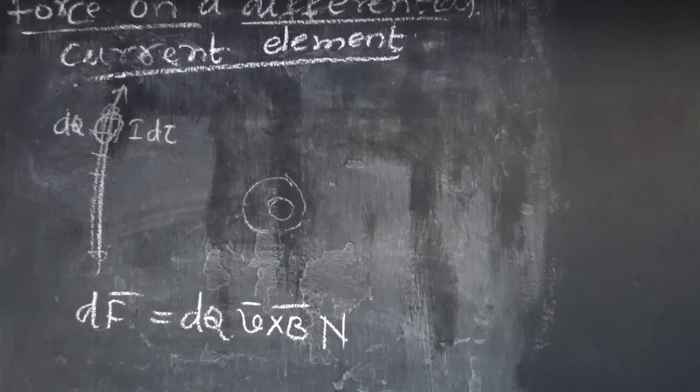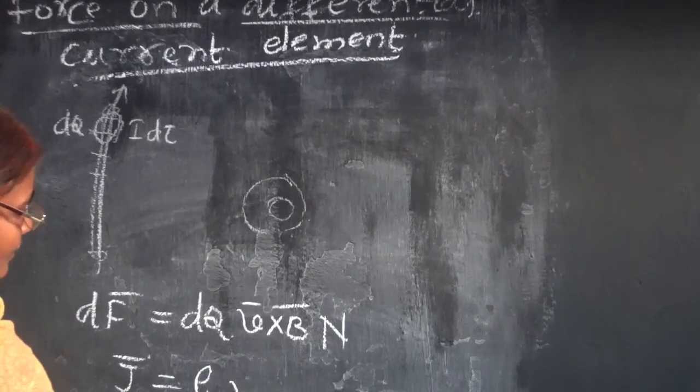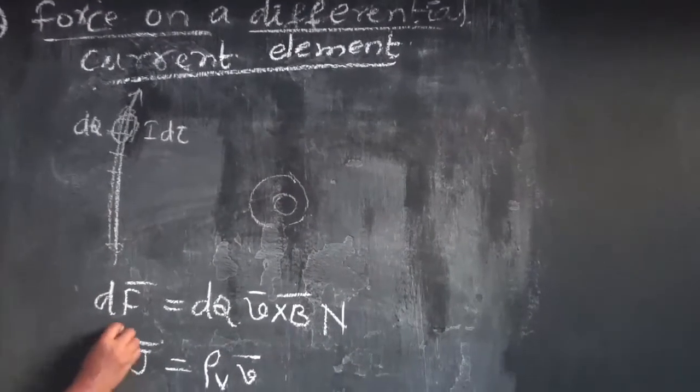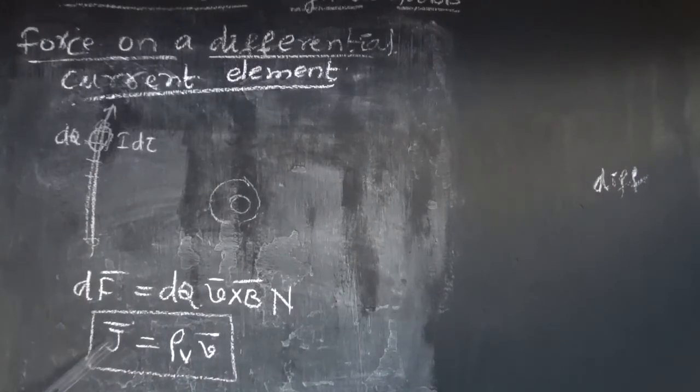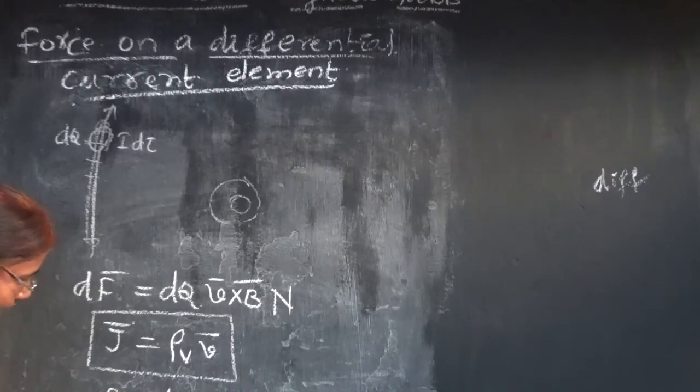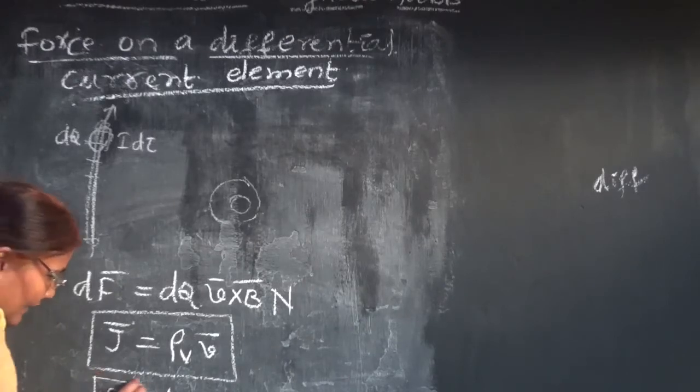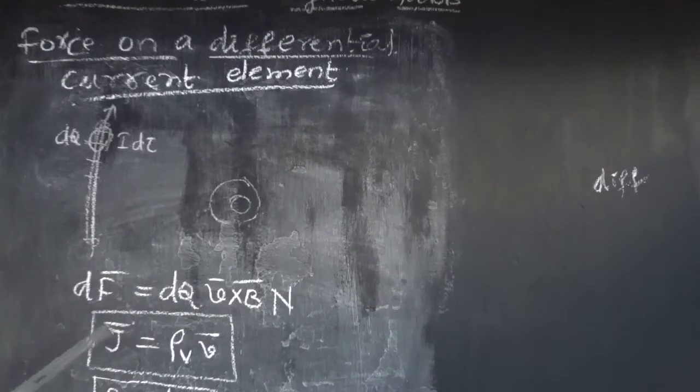And we know that the current density J bar can be written as rho v into v bar. Remember it, it is a formula: J bar, current density, is equal to rho v into velocity v bar. What is rho v? Rho v is the volume charge density, the total charge divided by the total volume. That is, rho v is equal to dq by dv. This is another formula we already saw in the previous topics. So remember these two formulas.